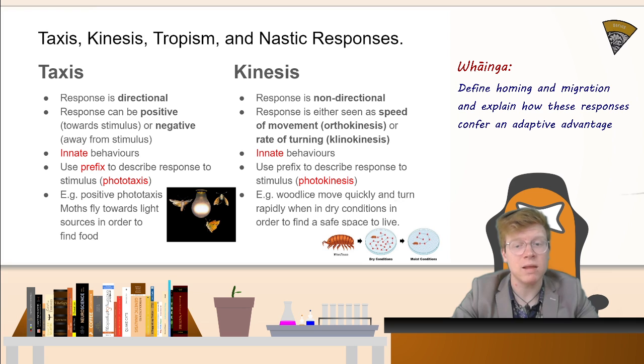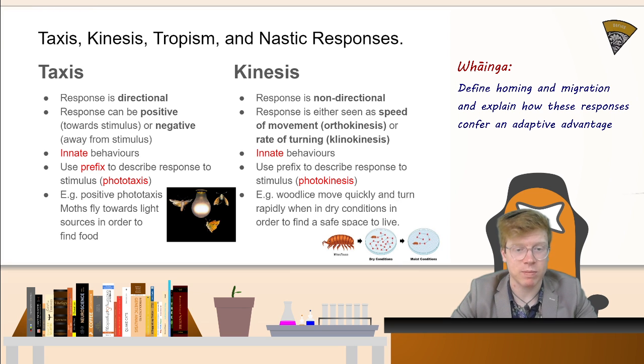Okay, firstly, a big distinguishing thing. For taxes and kineses, normally we're talking about animals, whereas tropisms and nastic responses, we're talking about plants. Now that's in general. There are going to be some exceptions, particularly when you're looking at protozoa and some of our other little weird bits and bobs. But for the most part, when we're talking about taxes and kineses, we're talking about animals. A taxis is a directional response, so it can be positive towards the stimulus or negative away from the stimulus. So taxis is directional.